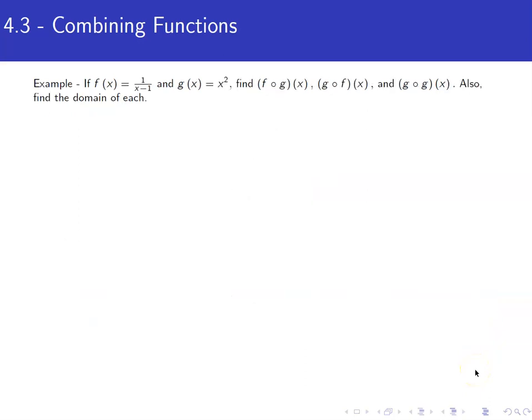All right, let's look at another example. We have f of x equals 1 over x minus 1, and g of x is equal to x squared. We want to find f composed with g of x, g composed with f of x, and g composed with g of x. And then it asks us to find the domain of each. So again, by definition, f composed with g of x is f of g of x. g of x is x squared, so the composition is 1 over x squared minus 1.